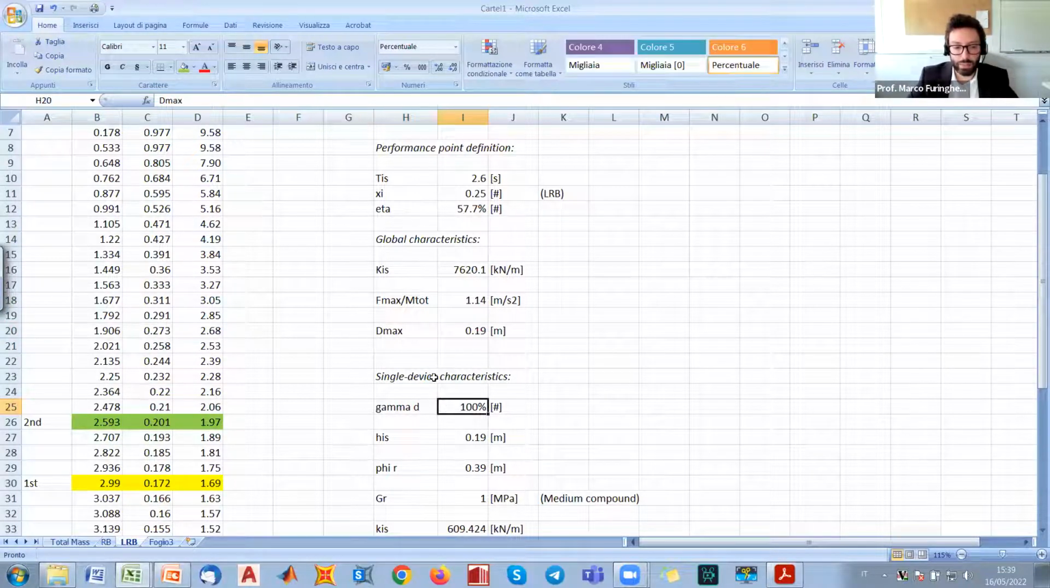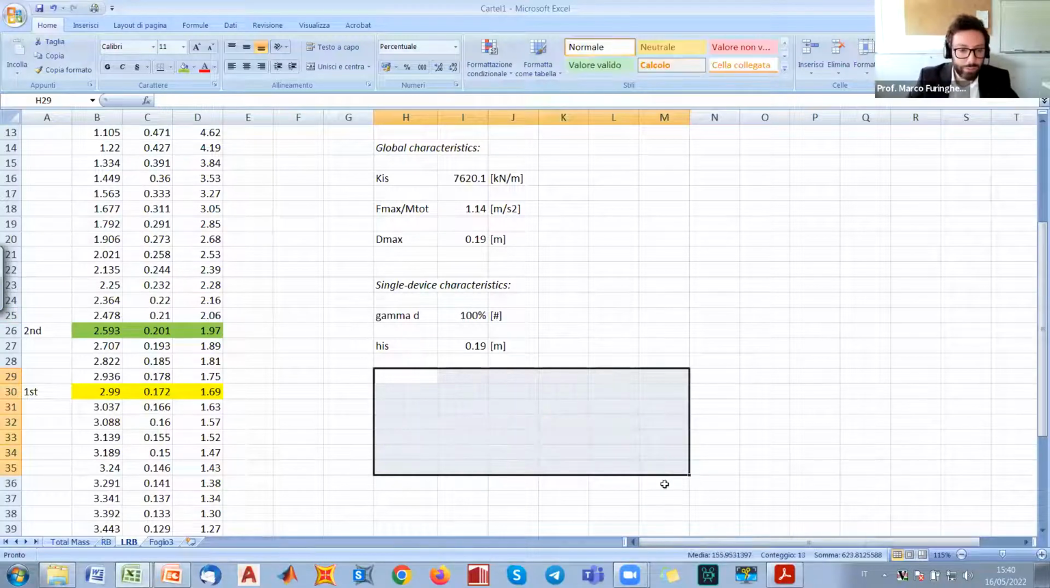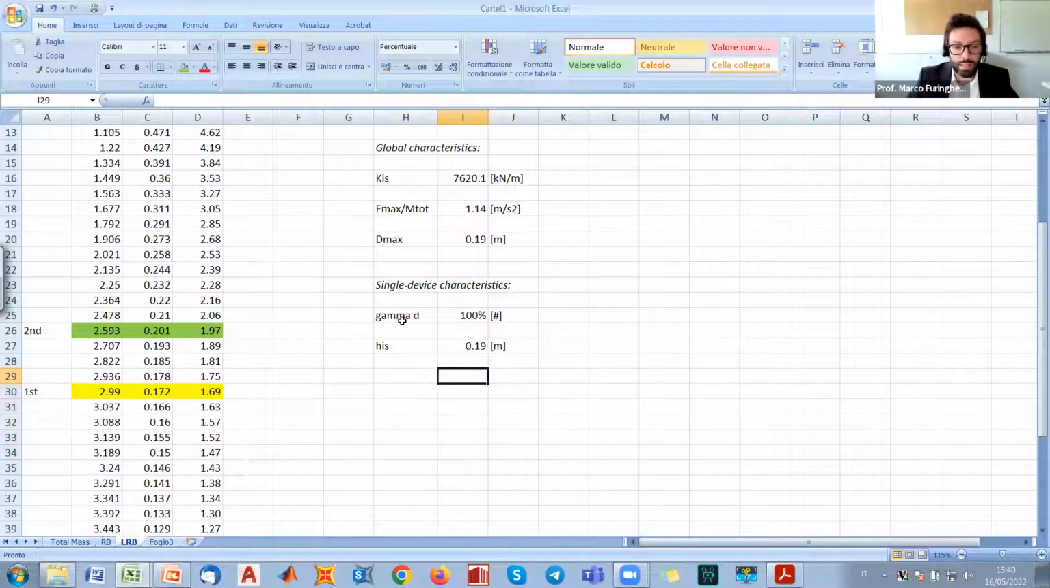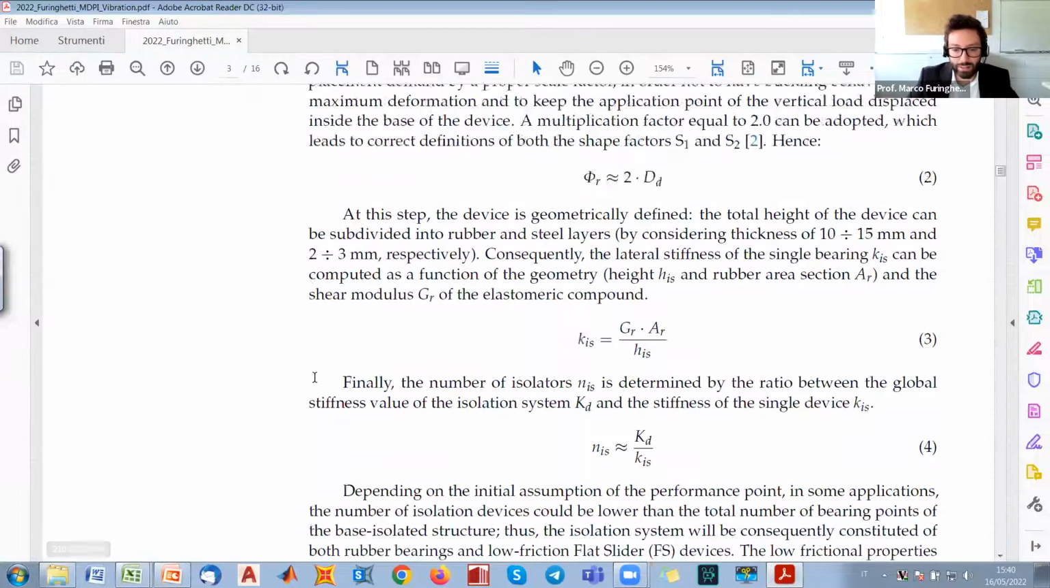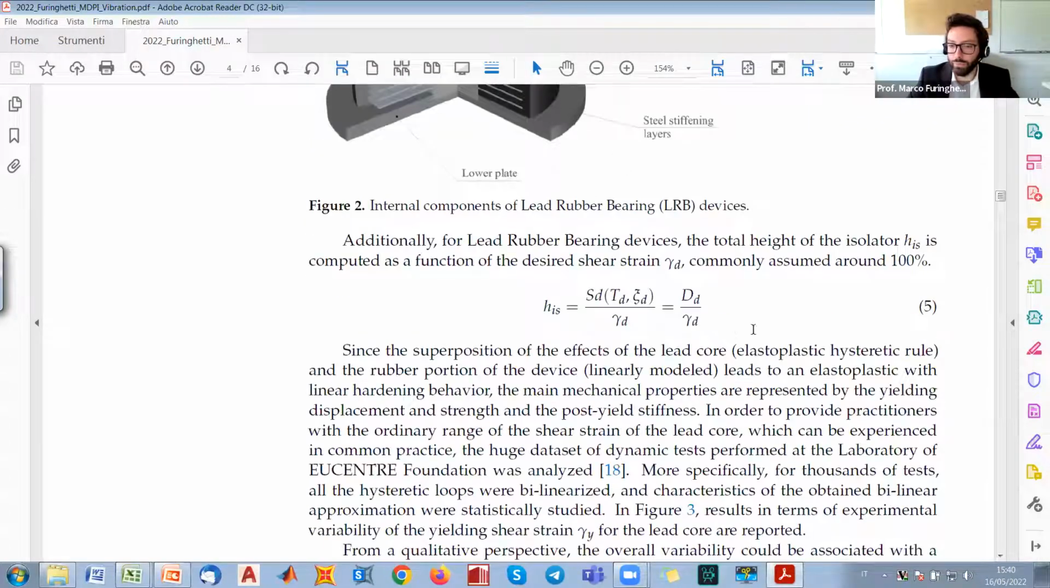We can assume again, some of them will change. Let's erase. Let's assume the first characteristic, and we go to the lead rubber bearing paragraph. Again, the first step is the same. We computed the height of the device by assuming the maximum lateral shear strain. And let's assume 100% again.